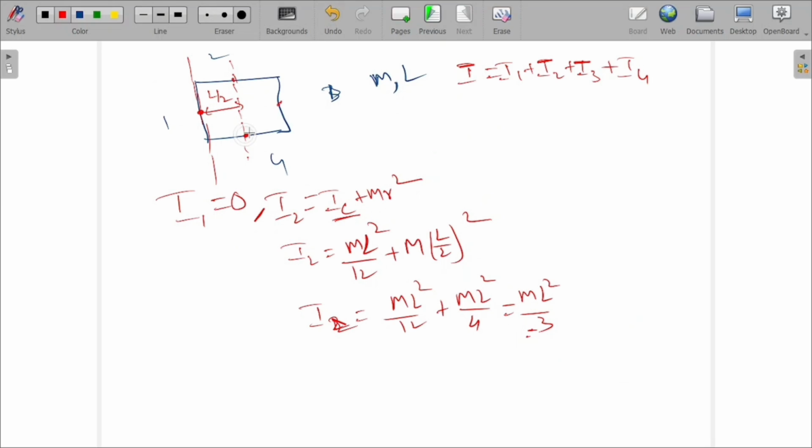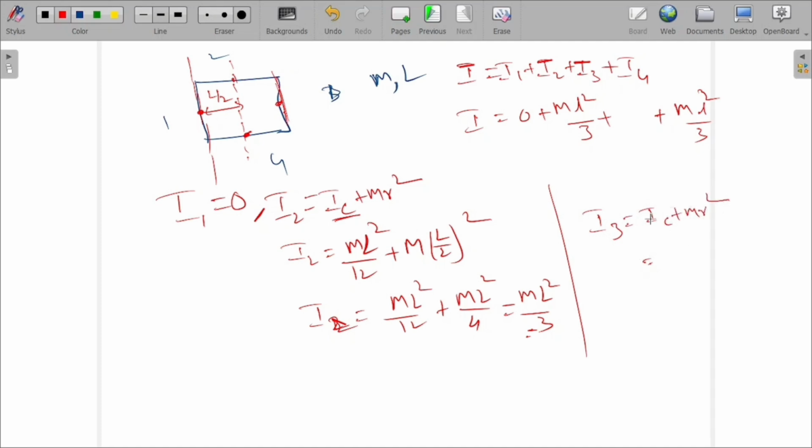Then what about I4? I4 is also ml square by 3. Then what about IC? IC from the center it is 0. So I equals I1, which is 0, plus ml square by 3 for I2, plus, let me write I4, ml square by 3. What about I3? I3 equals IC plus m r square. What is the IC at the center of mass here?